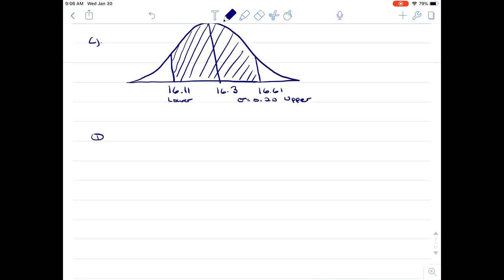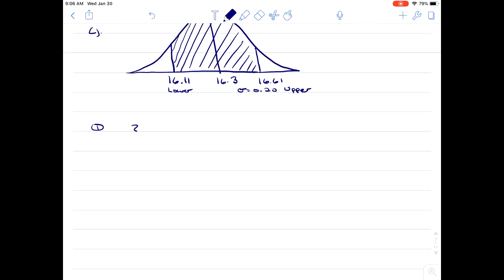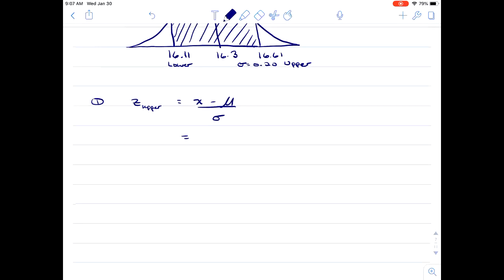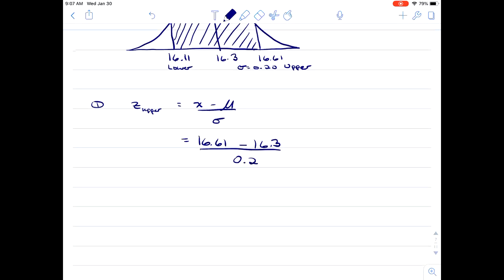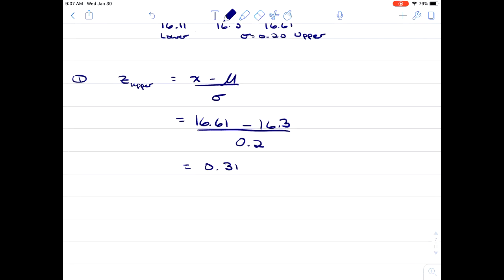So the first step is find Z upper, or lower if you want. I just write a subscript upper to keep track of which one's which. You could do Z subscript 16.61, doesn't matter. So X minus mu over sigma. 16.61 minus 16.3 over 0.2 is 0.31 over 0.2.